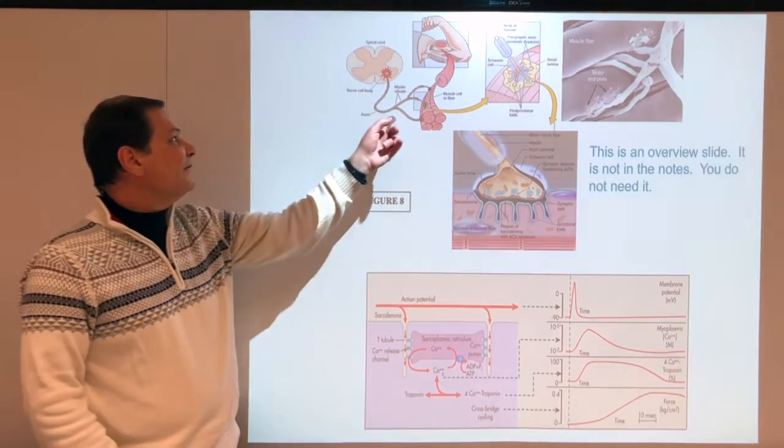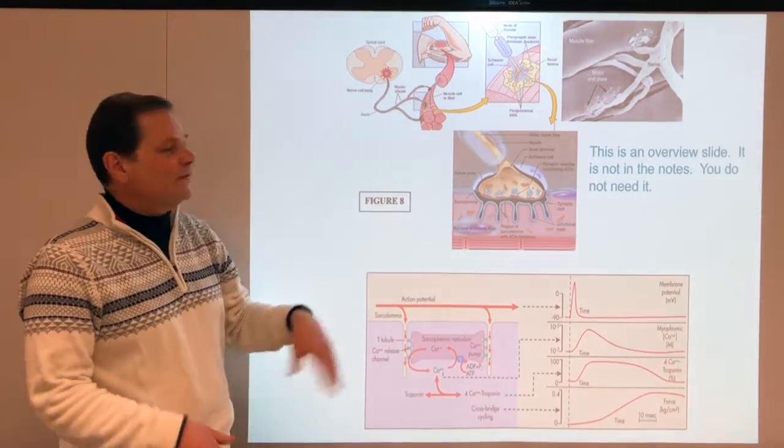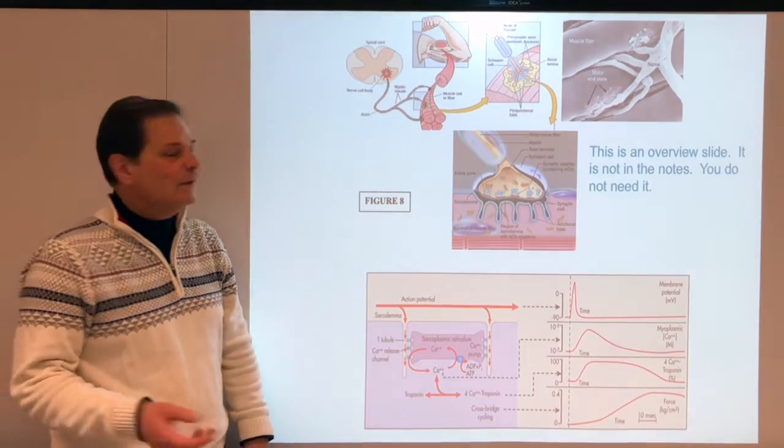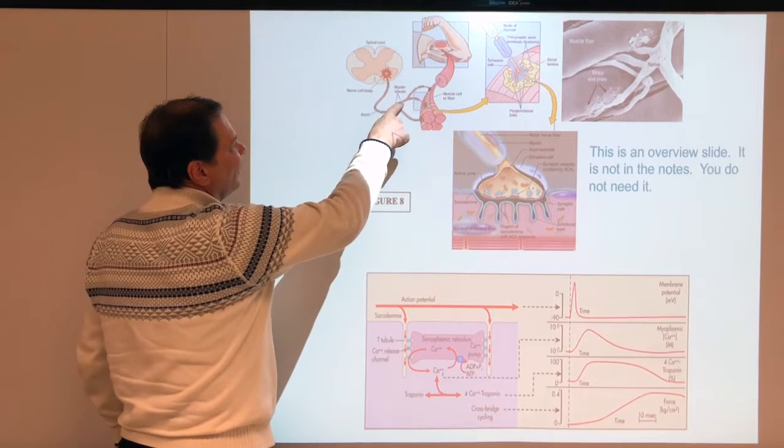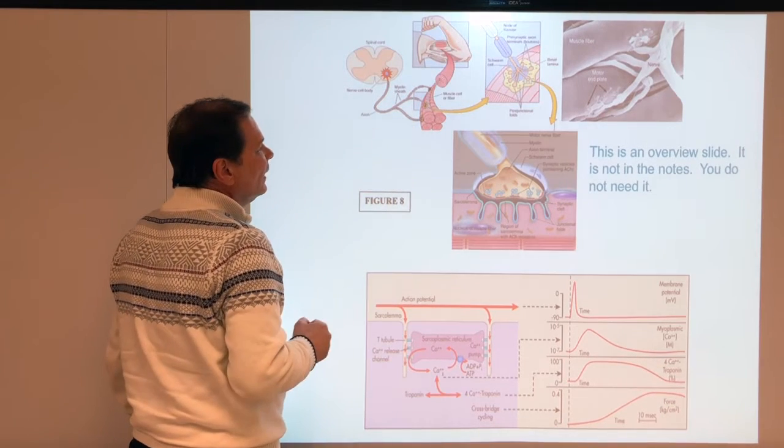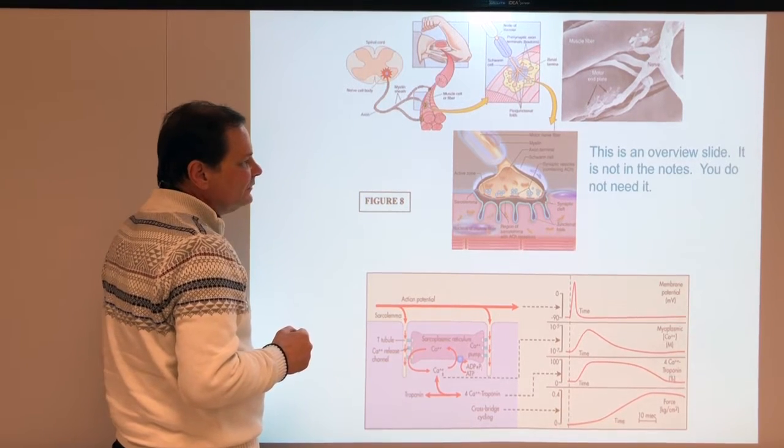So we've talked about the resting potential. We've talked about the action potential. We've talked about how it propagates. It's been all review. Your information comes down to the spinal cord. It's transmitted to the muscle via action potentials.